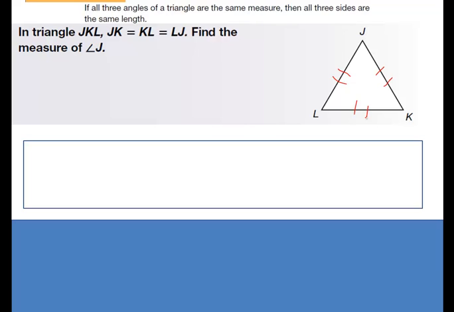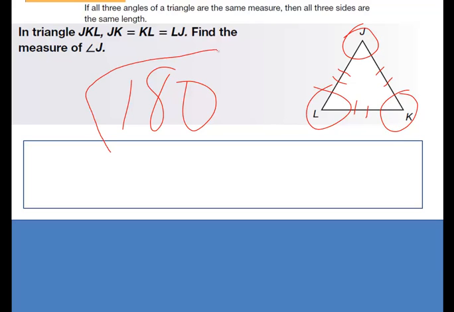again, how many degrees does a triangle have? 180. And how many angles do we have in this triangle? 1, 2, 3. You're going to divide it by 3. You're going to come up with 60. So no matter what they ask for here, all three of these are 60 degrees.